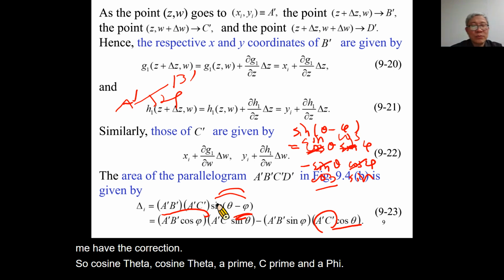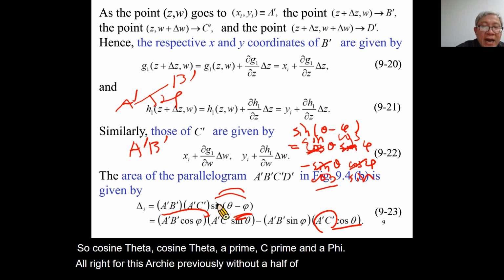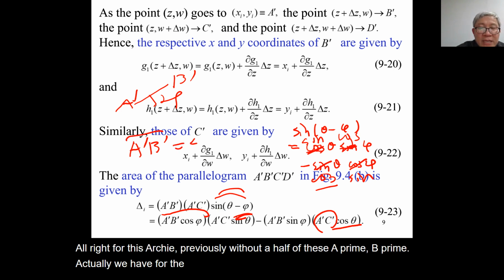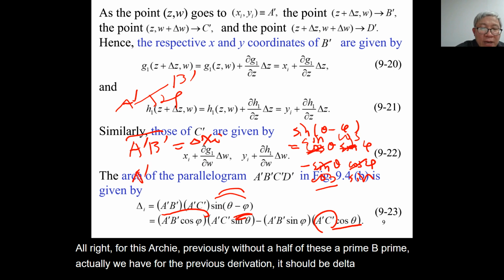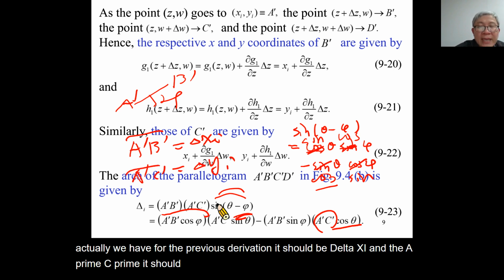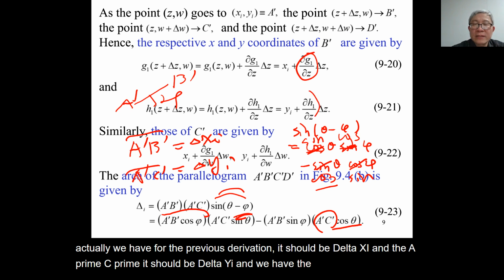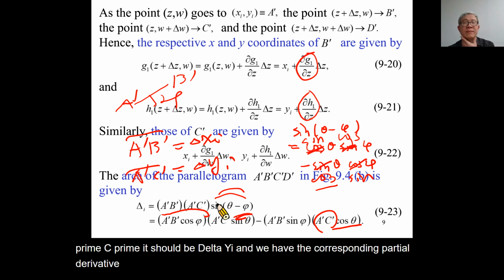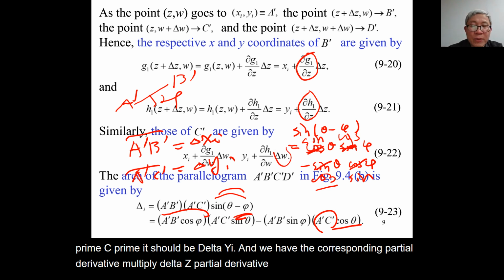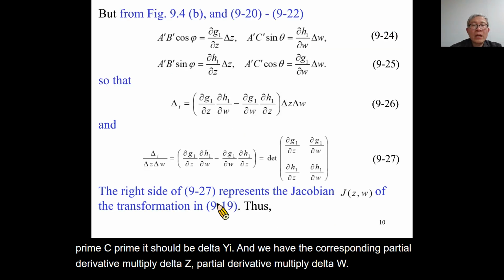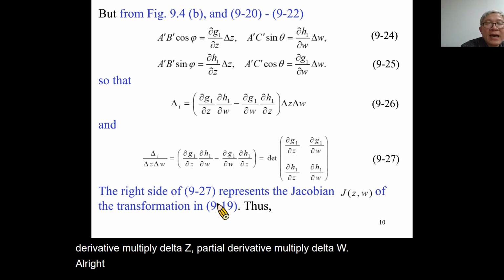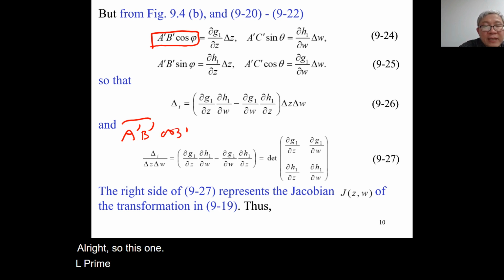Alright, for this, previously we didn't have this. For A prime B prime, from the previous derivation, it should be delta xi, and A prime C prime should be delta yi. And we have the corresponding partial derivative multiplied by delta z, and partial derivative multiplied by delta w. So this one, A prime B prime cosine phi, in fact equals this. This is the delta xi.